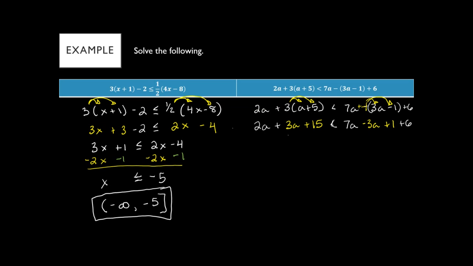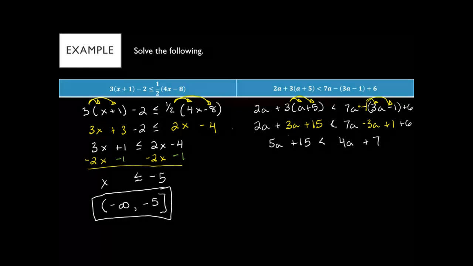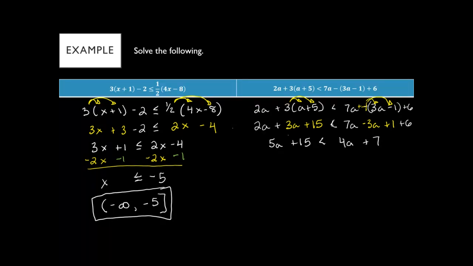So now we need to add our like terms on the left and on the right. So on the left, I've got 2a plus 3a. So that is 5a. And then plus 15 is less than, and then 7a minus 3a is 4a, and then I have a 1 plus 6, which is plus 7. So I had to combine a couple things there on the right.